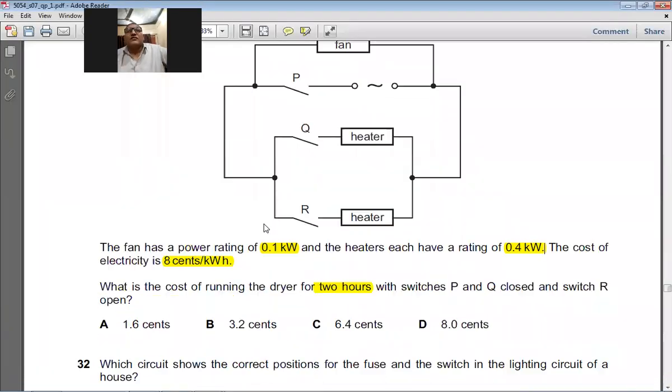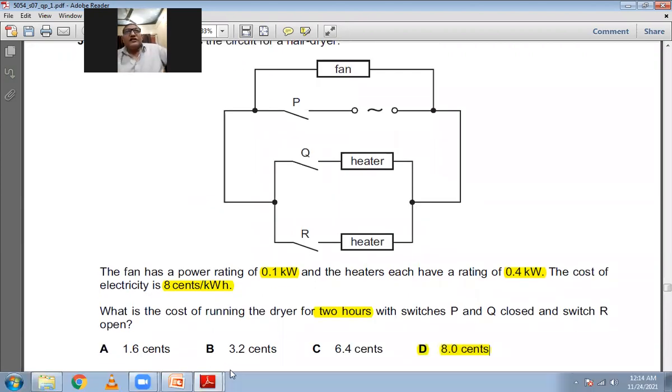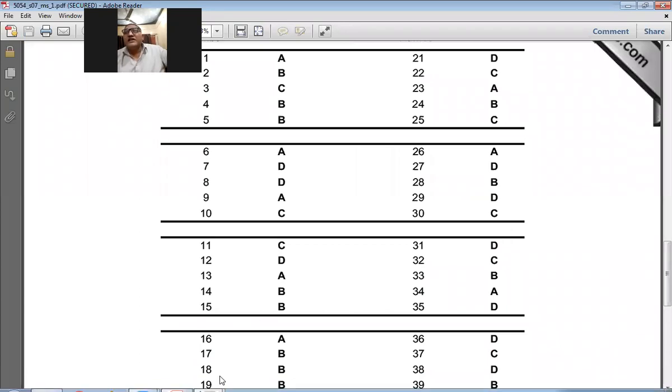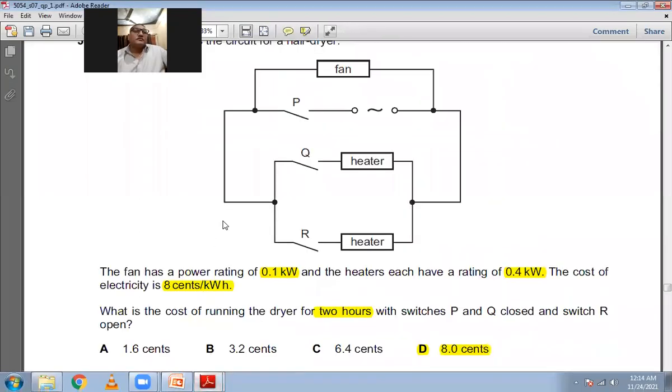So let's check. The bill will be 8 cents. So I think D is the right option, sir. Question number 31. Okay.